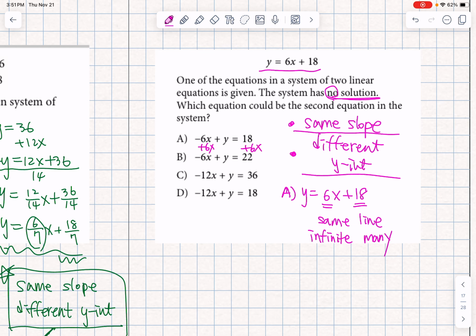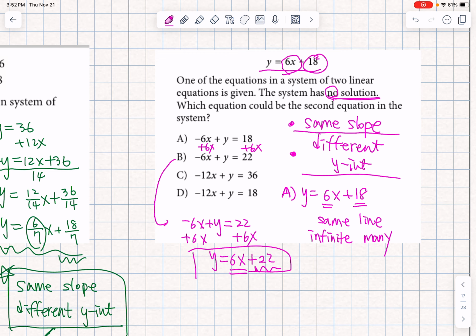And then look at B here. Negative 6x plus y equals 22. Add 6x on both sides, so y equals 6x plus 22. It has 6x, the same slope as the given, and the y-intercept is different. So this is going to be parallel and never intersect. Those two have no solution.